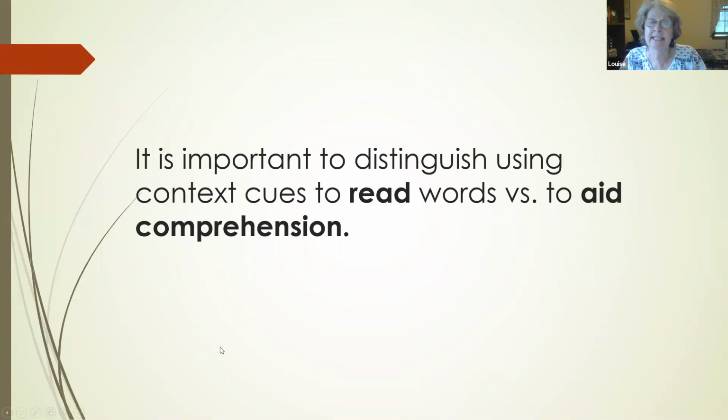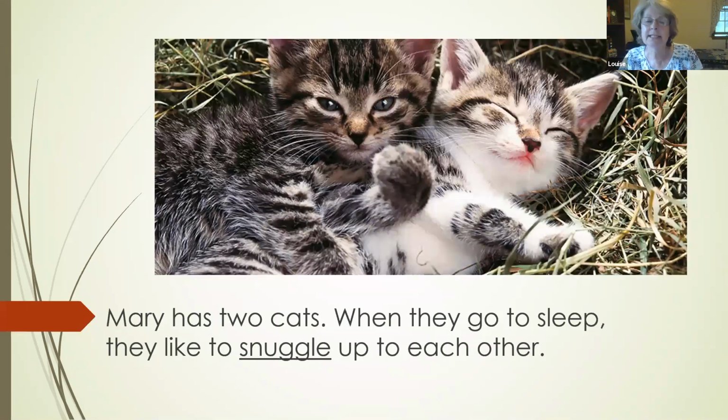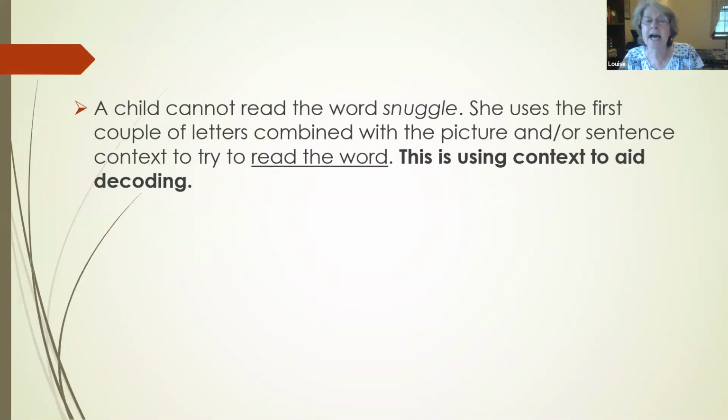A really important distinction here, and this is why I underlined that phrase before about reading words, it's important to distinguish using context to read words versus to aid comprehension. So consider a short passage like, "Mary has two cats. When they go to sleep, they like to snuggle up to each other." So let's say a child cannot read the word snuggle. She uses the first couple of letters combined with the picture and or sentence context to try to read the word. This is using context to aid decoding.